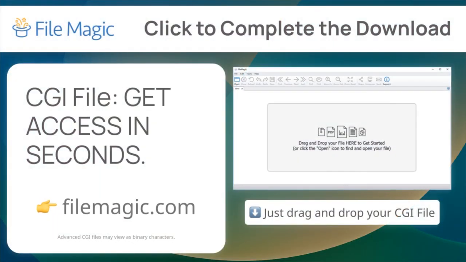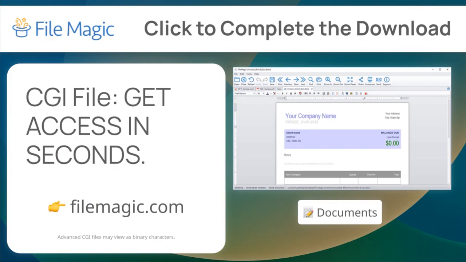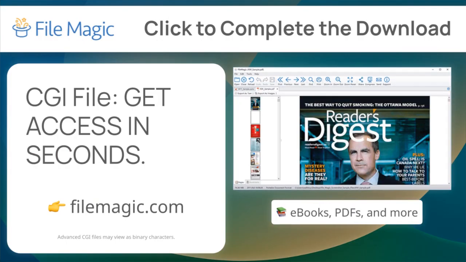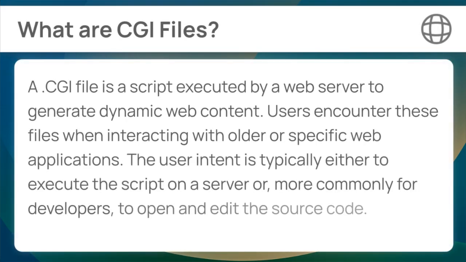Before we get technical, the simplest step is often overlooked: installing a general file opening utility. This often works when the specific CGI application fails. More details to follow. A CGI file is a script executed by a web server to generate dynamic web content.